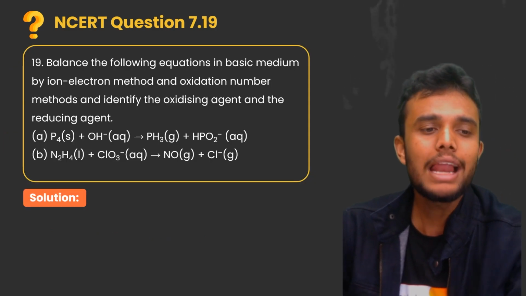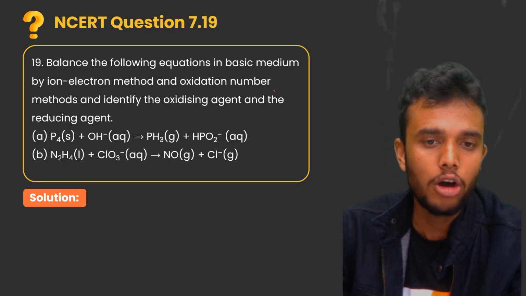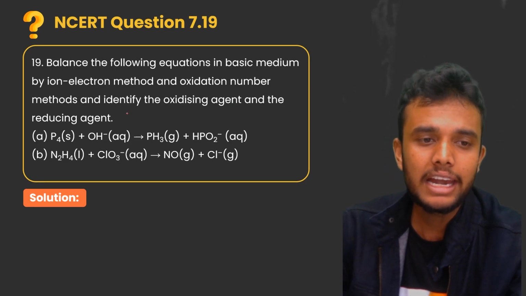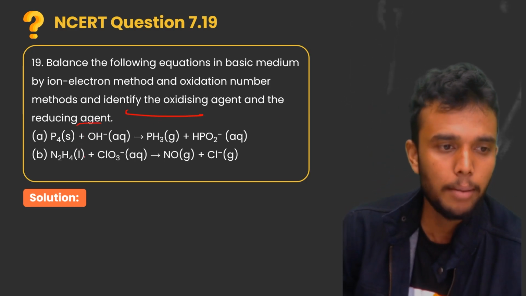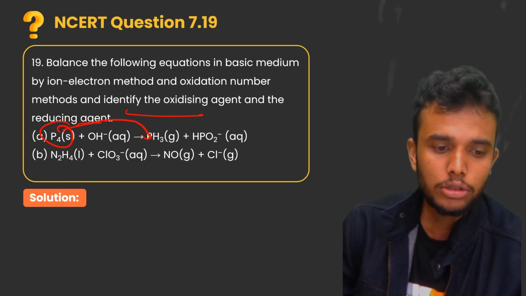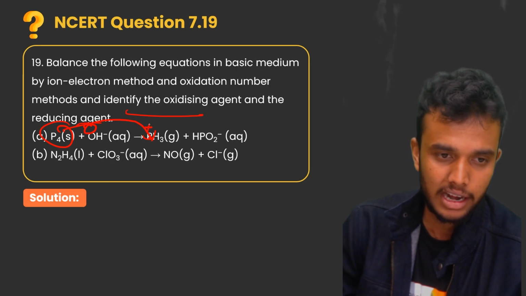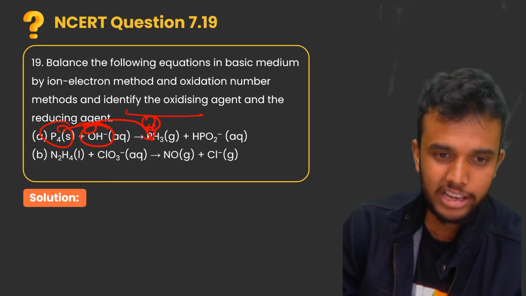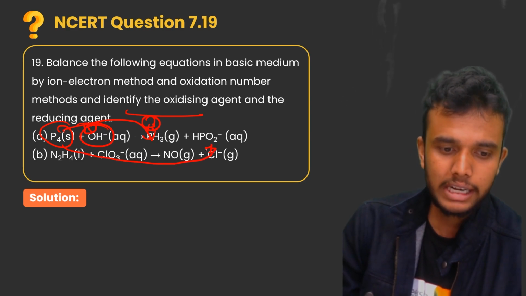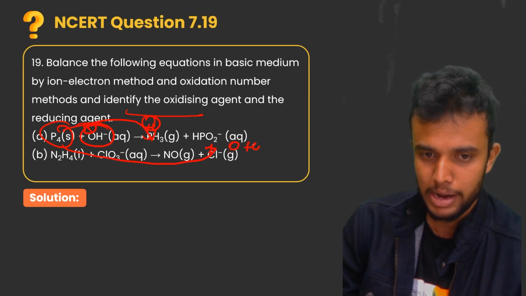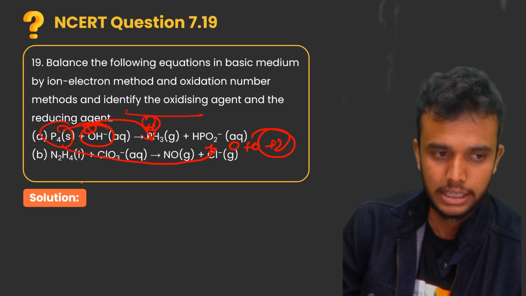Next question. Balance the following equation in basic medium by the ion-electron method and the oxidation number method, and identify the oxidizing agent and the reducing agent. Here in the first example, the P4 molecule is reduced to the PH3 molecule, with oxidation state going from 0 to -3. In the OH- medium, the P4 molecule is oxidized, increasing from 0 to +1. From this, we can easily tell which is the reducing agent and which is the oxidizing agent.